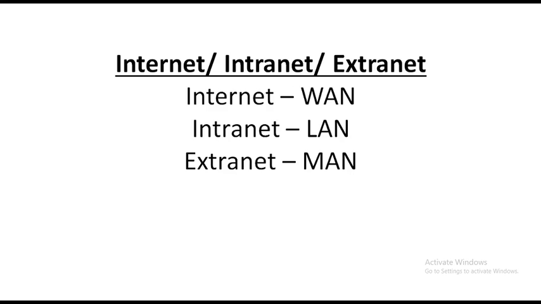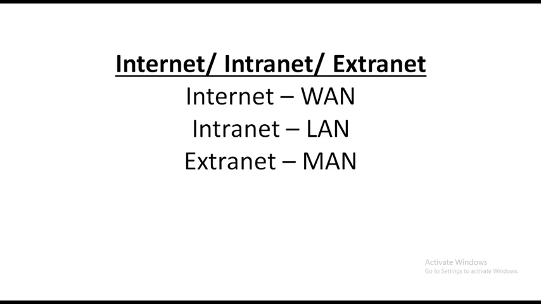Next we are going to see internet, intranet and extranet. Internet is WAN, wide area network. Intranet, local area network. Extranet, MAN, metropolitan area network. First one is the internet. The net is a worldwide system of computer networks. All the computers all over the world are connected together through wire or wireless. That is what is known as the internet. Network of networks is also called the internet.